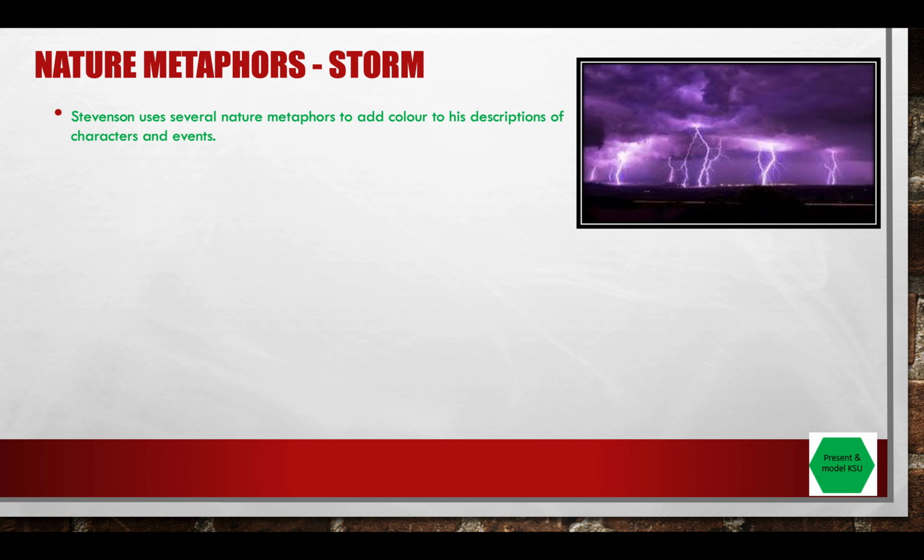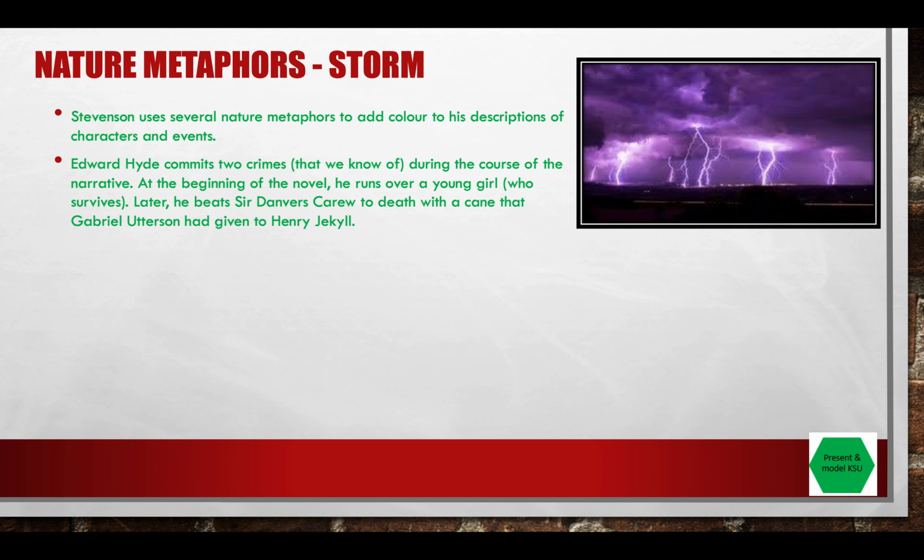Okay, so Stevenson uses several nature metaphors to add colour to his descriptions of characters and events. In other words, Stevenson compares events in the novel to things in nature so that readers can better understand how the character or event may have looked. Edward Hyde commits two crimes that we know of during the course of the narrative. At the beginning of the novel, he mercilessly runs over a young girl who does survive. Later, he beats Sir Danvers Carew to death with a cane that Gabriel Utterson had given to Henry Jekyll.